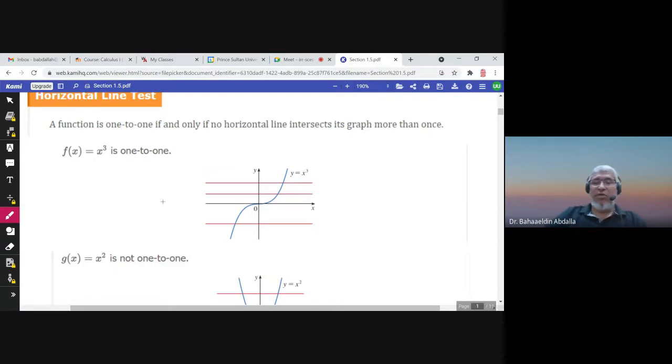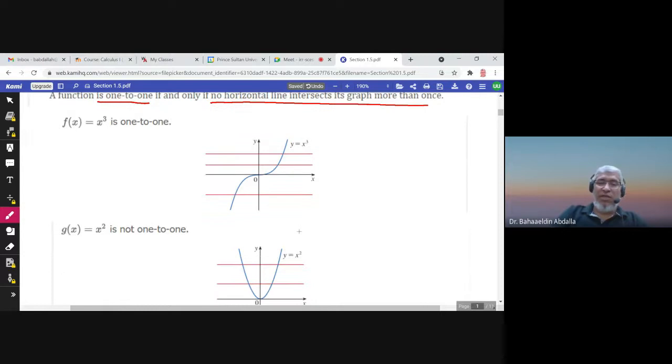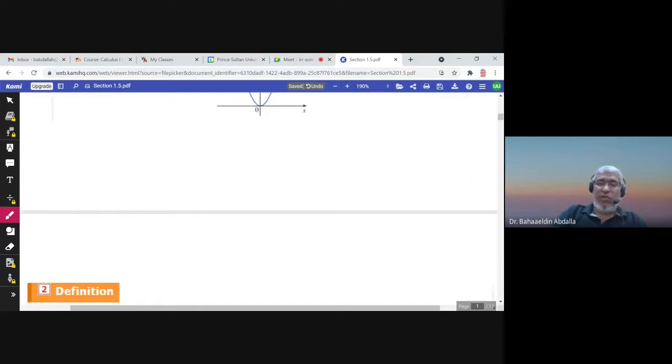How to find out from the graph that the function is one-to-one? I use what is called the horizontal line test. It would be one-to-one if no horizontal line intersects the graph more than once. So y equals x cubed is one-to-one because each horizontal line intersects the graph once, but y equals x squared is not one-to-one because this horizontal line, for example, intersects the graph in 2 points. So this is not one-to-one.